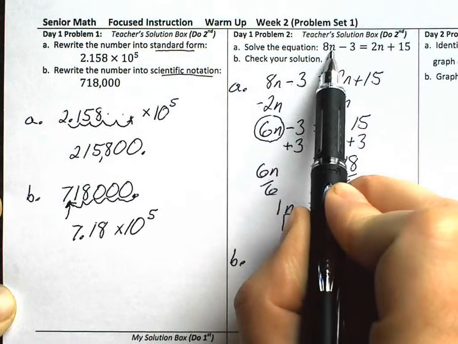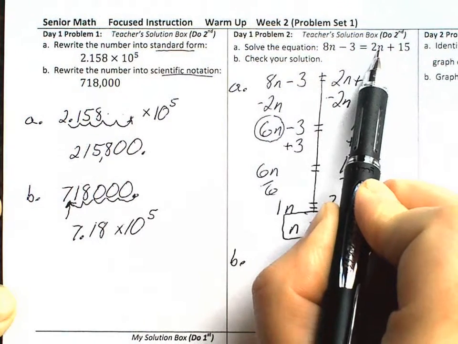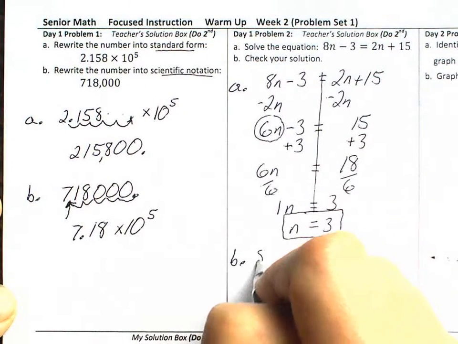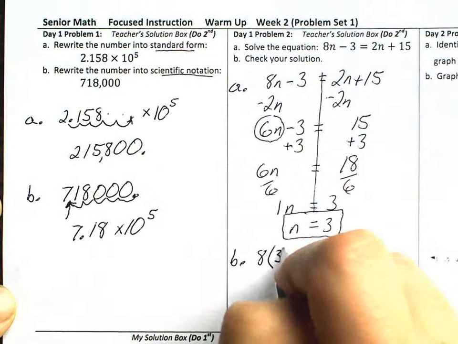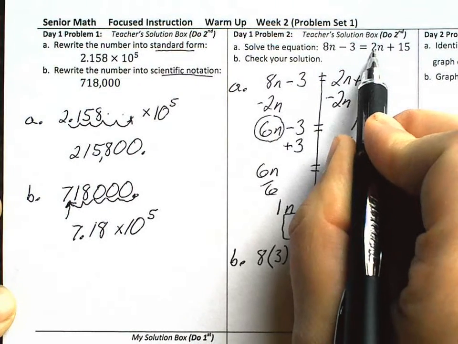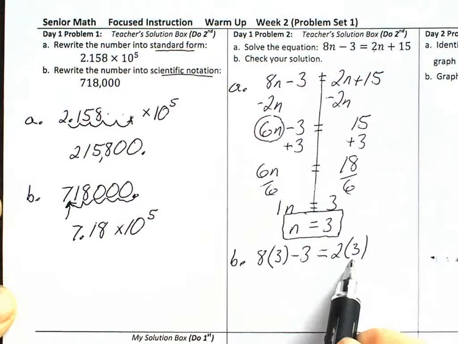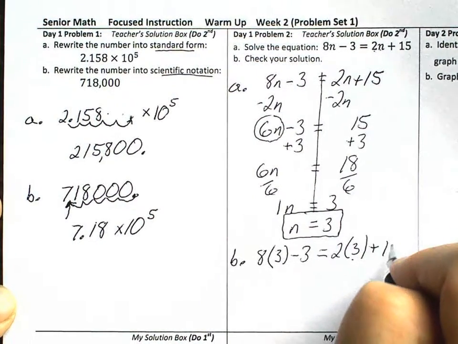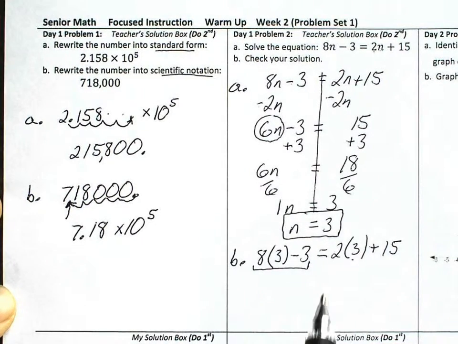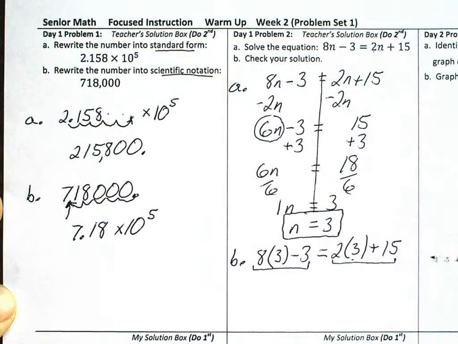So take the original equation, and where the variable n is, here and here, we're going to substitute in the answer we think should go here. So it will be 8 parentheses 3 minus 3 equals, and then over here 2, and then fill in the letter n, and then plus 15. So the question is, does this expression really equal this expression? And if they do, then we have the correct answer for n.